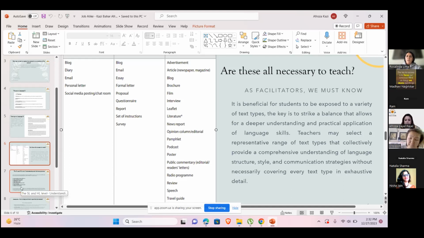Another thing I want to share here, say for example, if you want to teach them a set of instructions. This is something that we usually do not focus on during the DP level, but of course during the PYP and MYP level for the acquisition. Set of instruction. I'm giving you one very nice example.